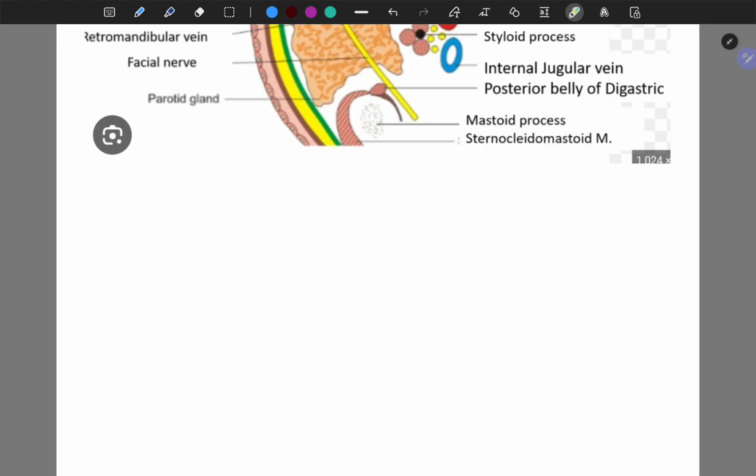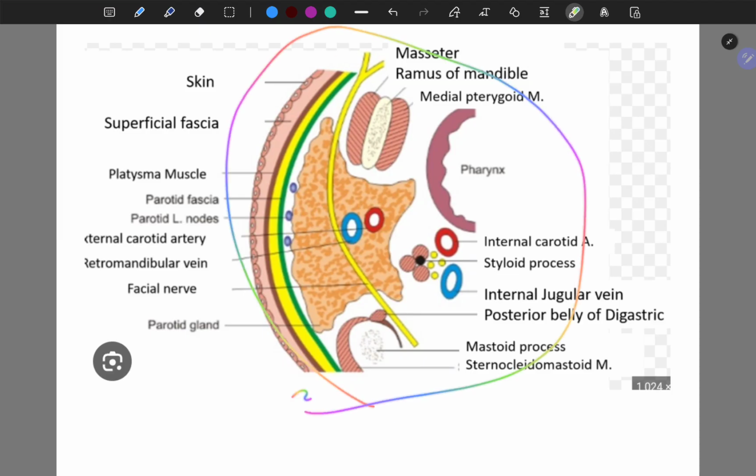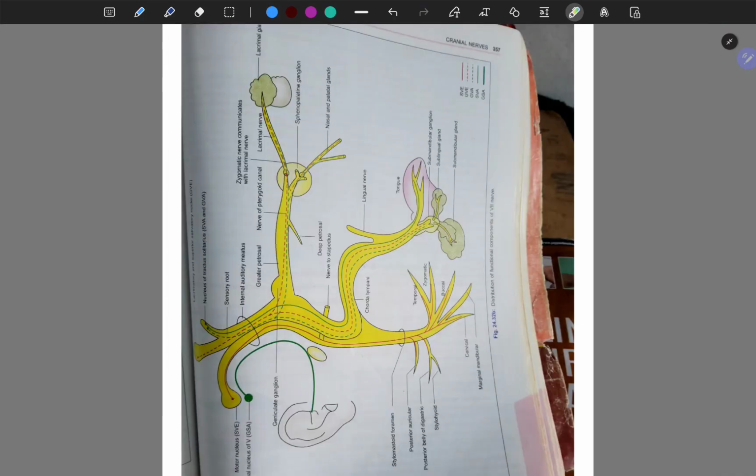So this is a very important anatomical landmark. It may be asked in your viva also. And another important point I want you to remember: the structures underneath the parotid gland include the styloid process, and beneath that the stylomastoid foramen, where the facial nerve arises, with the internal carotid artery and the internal jugular vein present. So this is a cut section with respect to the facial nerve.